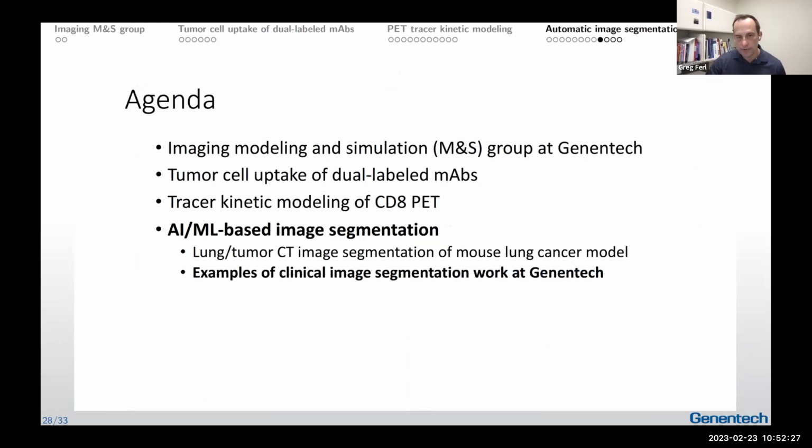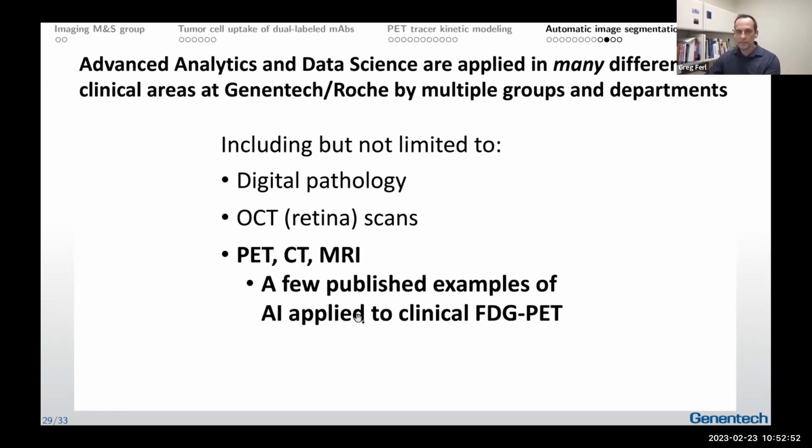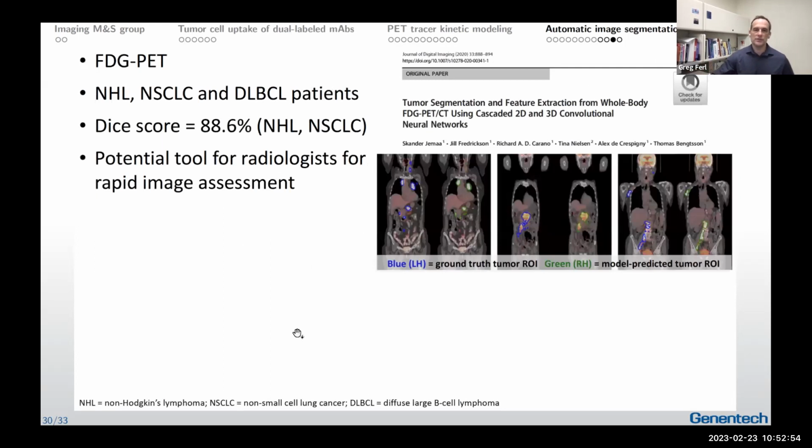I'll quickly go through this. I wanted to show a little bit of the clinical imaging work that we do. The main thing I want to get across is that advanced analytics and data science are huge at Roche and Genentech. It's a major area of investment. In the image processing and computer vision side of things, we're heavily focused on digital pathology, analysis of retinal scans, PET, CT, MRI. I can show a few examples of FDG PET that came out of our clinical groups.